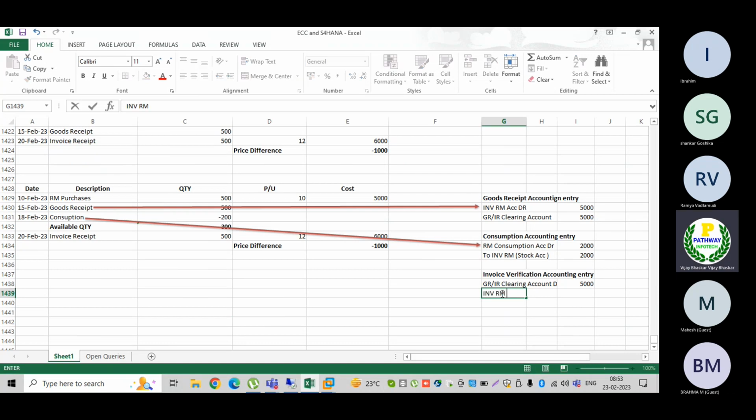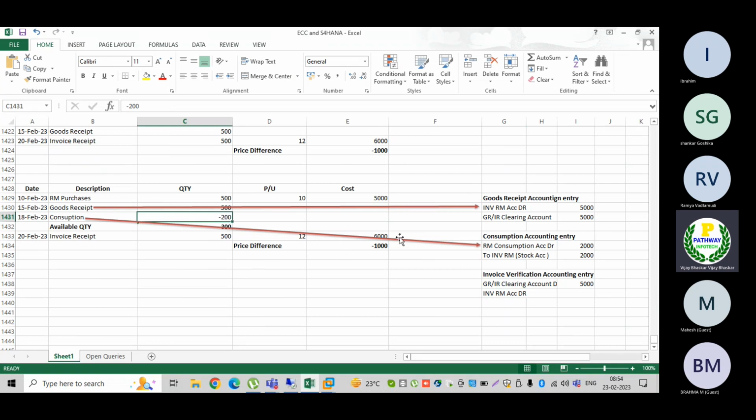Then the next one is the inventory raw material account, which is going to be debited. What is this inventory raw material account? This we need to understand here. Now, from this 500 quantity, we have consumed 200 kgs. I have 500 kgs, and from that I have utilized 200 kgs. What would be my rest quantity? 300.